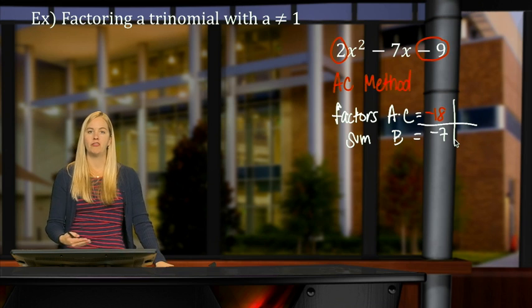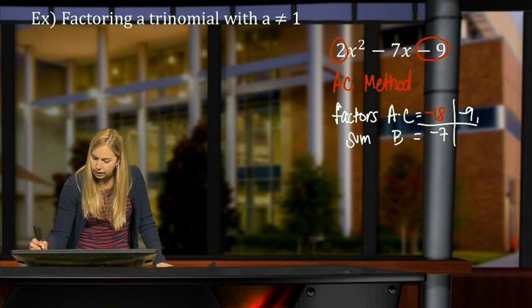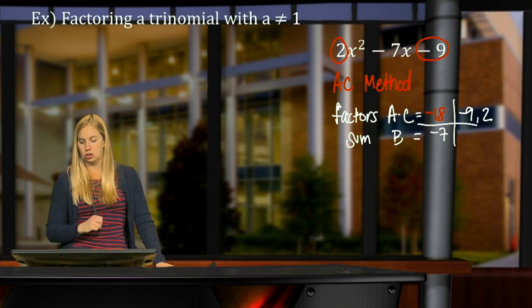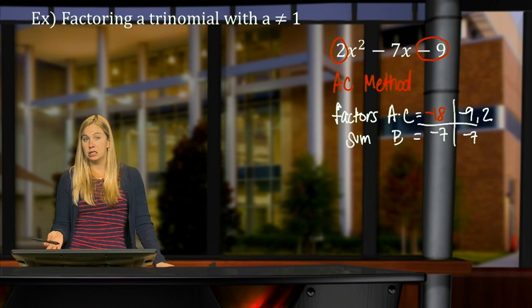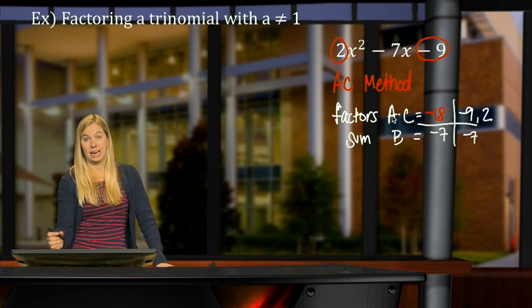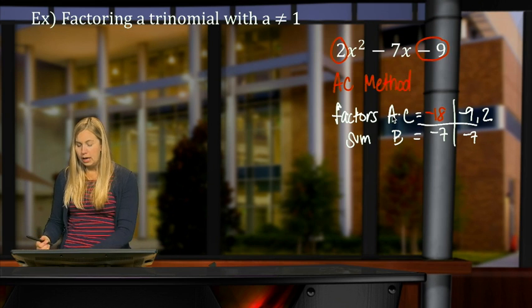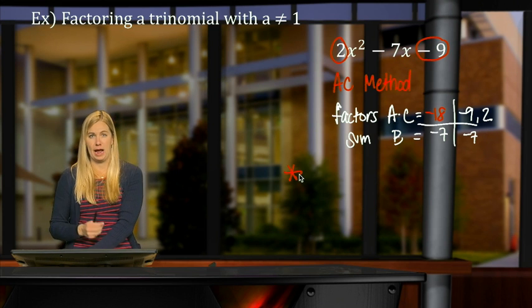So thinking about factors of negative 18 that sum to negative 7, that we can see as negative 9, positive 2. Those add up to negative 7. So at this point, we haven't really changed our technique that we used in the previous example. Now we're just multiplying by a times c first. The next step is the step that most students forget in the AC method. So I'm going to mark it with an asterisk.